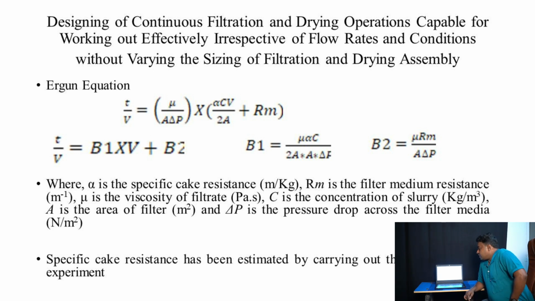The R1 equation is used to find out the filter medium resistance and specific resistance. The filtration study has been carried out, and the cumulative volume is measured with cumulative time, and t by V is plotted against V. The slope gives B1, from which the specific resistance alpha can be estimated, and from the intercept the filter medium resistance can be estimated.